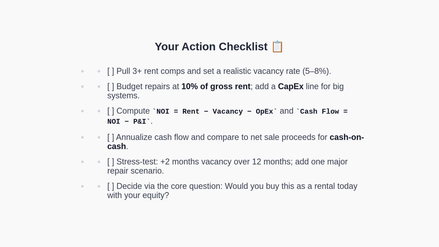Third, compute net operating income by subtracting vacancy and operating expenses from rent, and then compute cash flow by subtracting principal and interest. Fourth, annualize cash flow and compare it to your net sale proceeds to estimate cash-on-cash returns. Fifth, stress test the model by adding 2 months of vacancy and 1 major repair. Finally, apply the core question and decide whether you would buy this as a rental today using your equity.